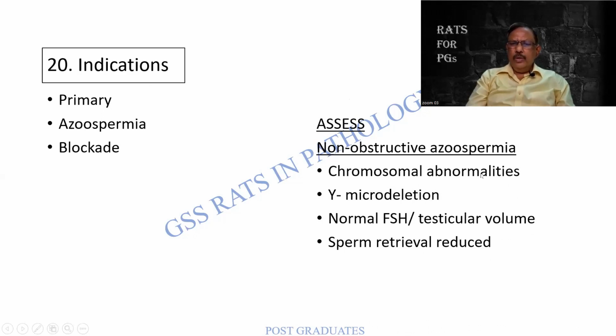And you will also have to assess what are all the non-obstructive azoospermia causes. It can be chromosomal abnormalities, Y microdeletion of the Y chromosome, normal FSH, normal testicular volume, and reduced sperm retrieval. These are all certain things that you will have to assess.